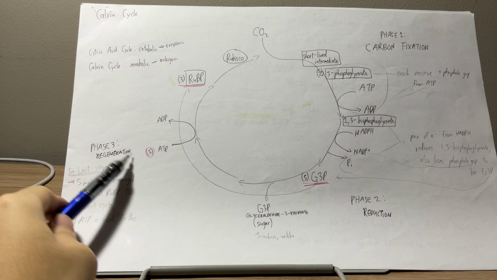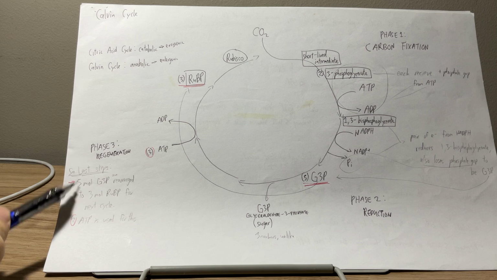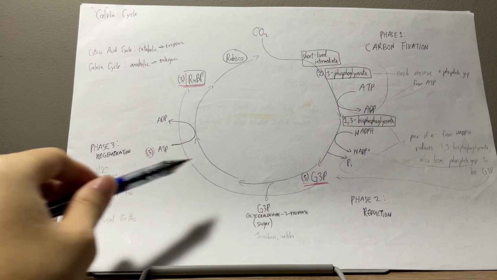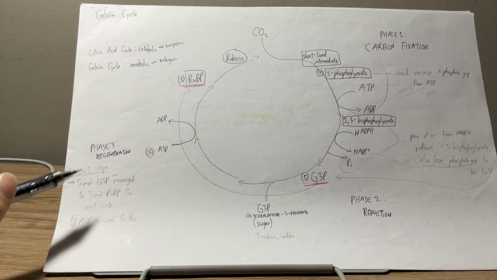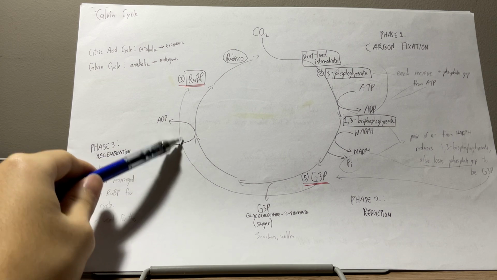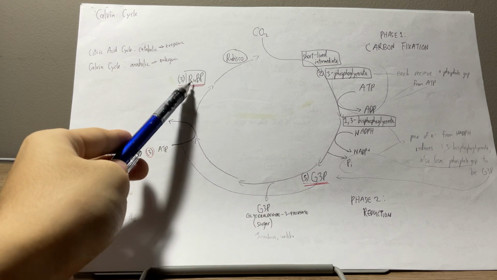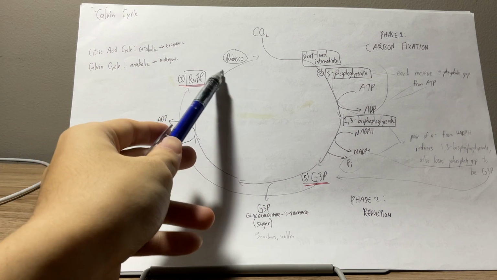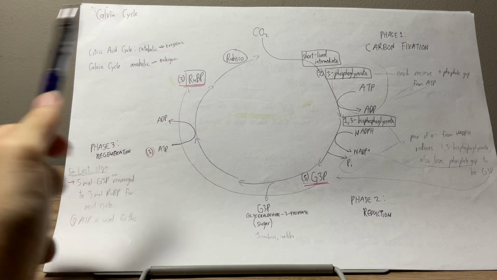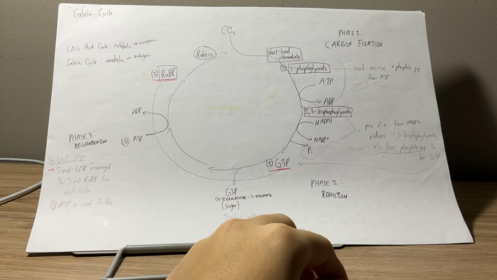Next, phase 3, regeneration. In the last steps, 5 molecules of G3P are rearranged to make 3 molecules of RuBP for the next cycle. So from here to here. And ATP is used for this. So ATP becomes ADP. The phosphate group is brought here, so that coming from here, it becomes this. And then Rubisco, I think this is an enzyme, I'm not sure. Okay, that's it. Can't explain better.